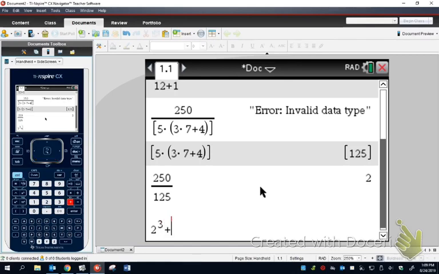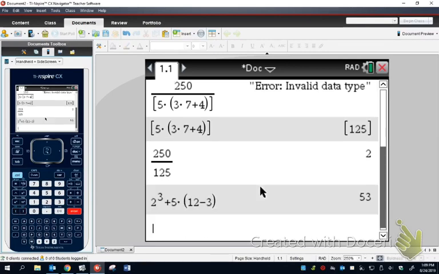So then you do plus 5. Parentheses, and then you have 12 minus 3, close parentheses. And then you hit enter, and it's 53.